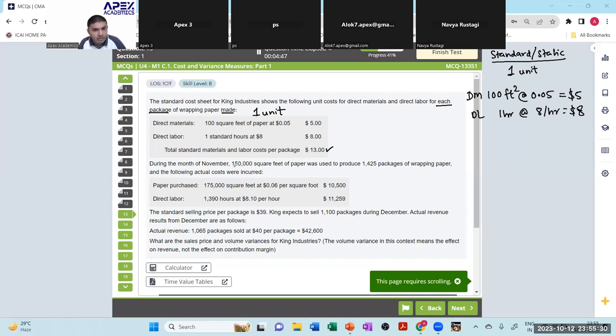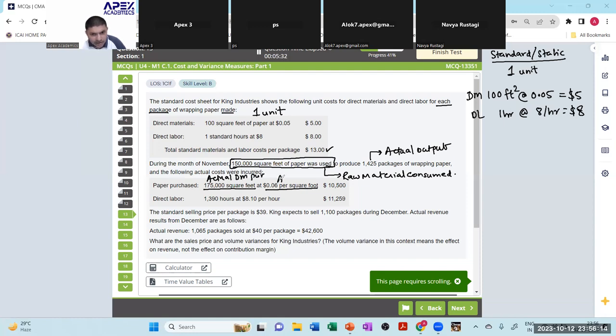During the month of November, 150,000 square feet of paper was used. What is the meaning of was used? This is raw material consumed. Agreed or disagreed? Agreed. 1425 packages of wrapping paper were actually made. What is this? Actual output. Paper purchased 175,000 square feet. What is this? Actual direct material purchase.